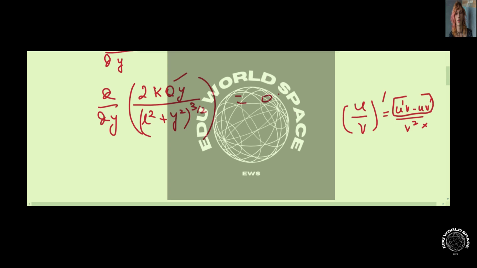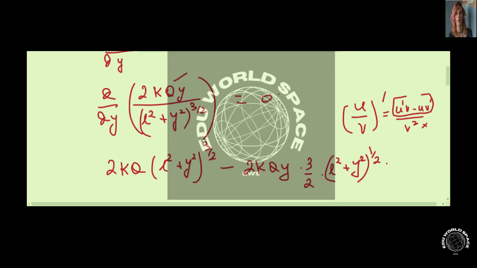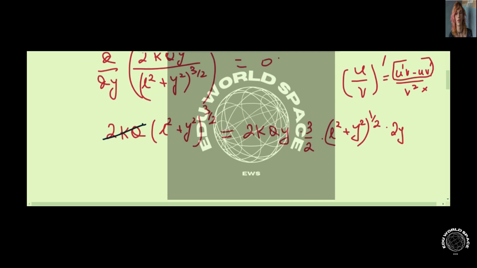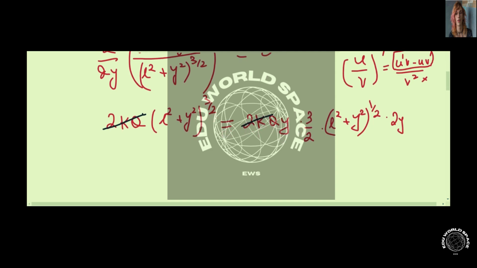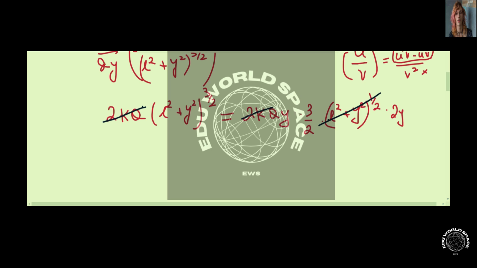So u dash v: if we differentiate the numerator, we get 2kq, since the differentiation of y is 1, into (L squared plus y squared) raised to 3 by 2. And then minus 2kq y times the differentiation of the denominator, that will be 3 by 2 times (L squared plus y squared) raised to 1 by 2 into the differentiation of the inner part, that is 2y. If it is equated to 0, that means one term will go to the right. And let us cancel the terms. So yeah, we can cancel this root as well. From the power 3 by 2, one root of L squared plus y squared will be cut, so we'll have only the power as 1.